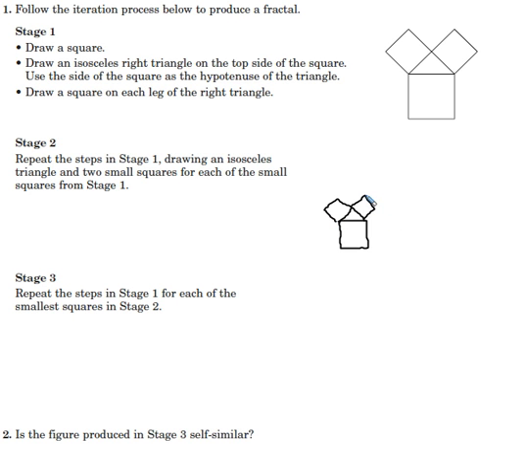Okay, now we're going to repeat the process. On the top of each square, two more isosceles triangles, and then coming off of those triangles are two squares.